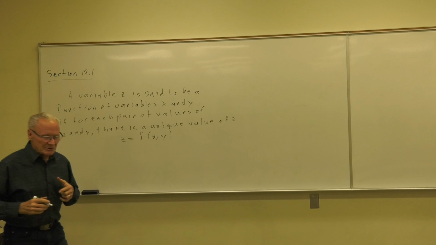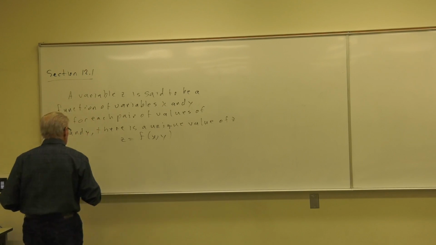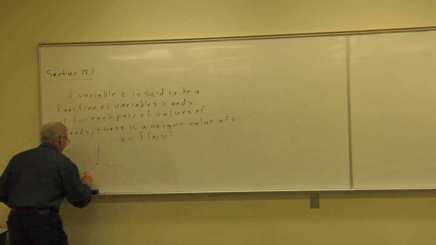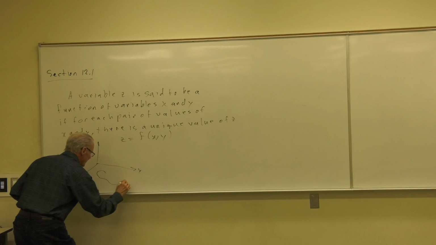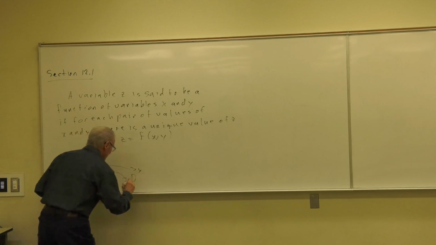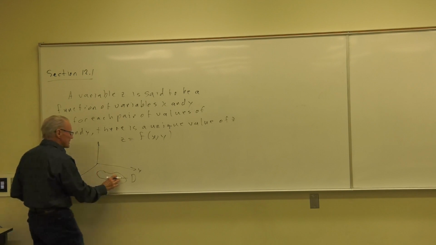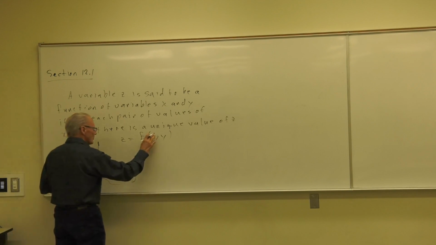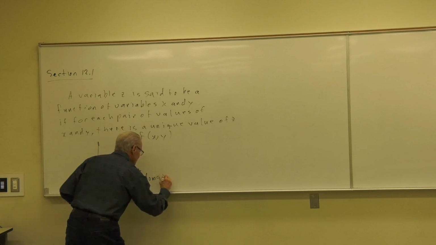The set of values that x and y can take on is called the domain of the function, and you can visualize that as some kind of an area in the xy plane. So you have some area down here, we call it D, say I am only allowed to take values of x and y that correspond to points in this region, so that would be the domain of the function.